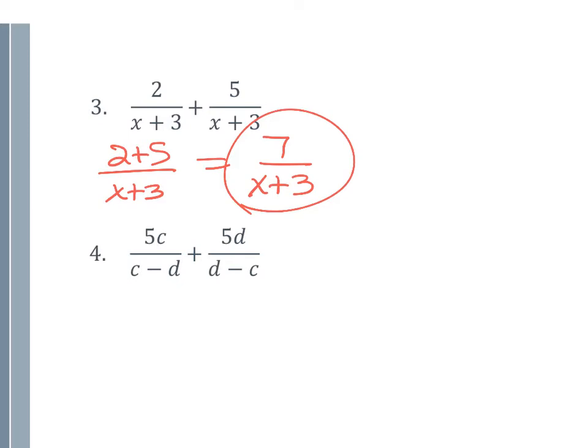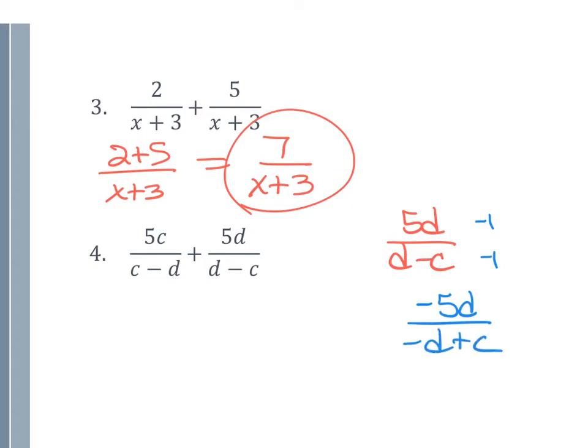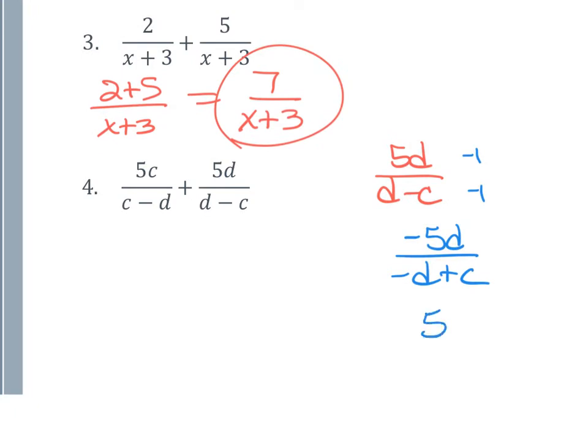The next example, we need to first look to see, does it have a common denominator? Looks similar, but they're not exactly the same. In order to get this one to look like this one, I am going to multiply the second fraction by negative 1. So if I take 5d over d minus c, to make it have a common denominator, I'm going to multiply the numerator and the denominator by negative 1, which would now give me negative 5d over negative d plus c. And then if I flip that around, I can make it look like c minus d.